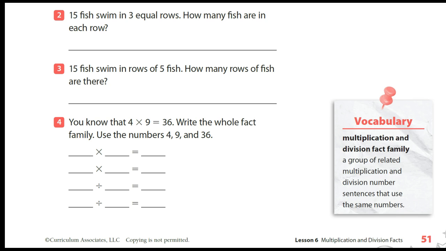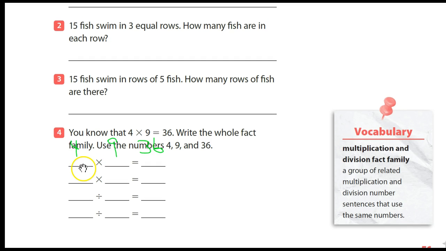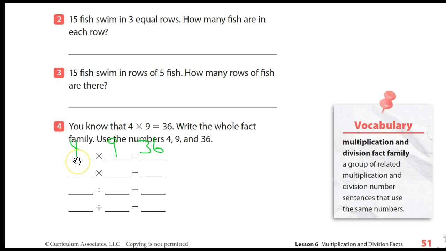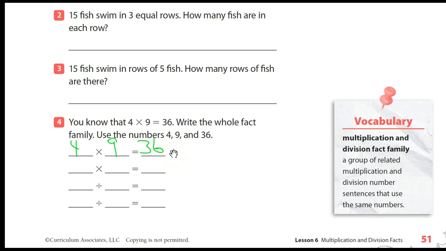You know that 4 times 9 equals 36. Write the whole fact family. Use the numbers 4, 9, and 36. Well, they gave you the first one. What's the first one? 4. Keep going. Times 9 equals 36. Okay? Fill in the rest. So, they gave you the first one. 4 times 9 equals 36. What else do we have? Whoops. Sorry about that. There you go. Perfect.